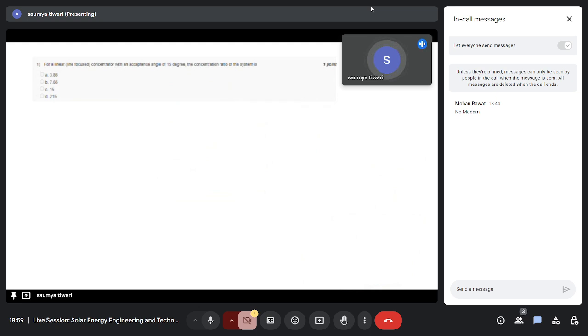I hope the question is clearly visible. So I will read aloud the question. For a linear concentrator with an acceptance angle of 15 degree, what will be the concentration ratio of the system?